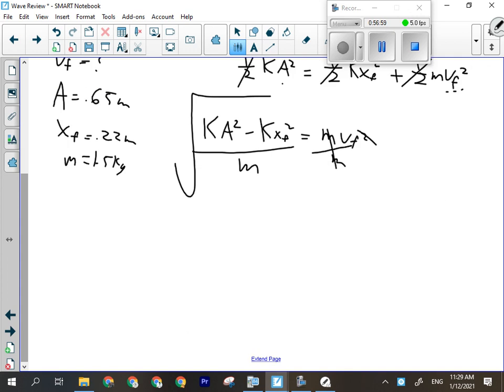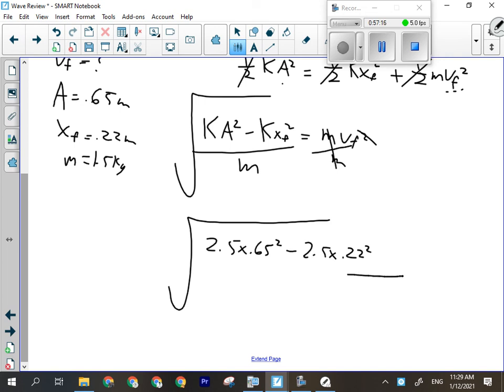Right? So when I plug in my numbers here, I'm going to have 2.5, that was K, times 0.65 squared. Most common mistake here will be forgetting to square the x's. Right? Minus 2.5 times 0.22 squared divided by 1.5. Right? So that'll get me my Vf.